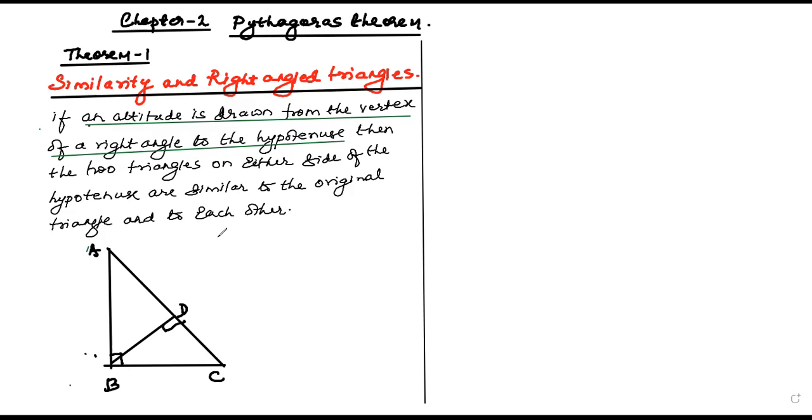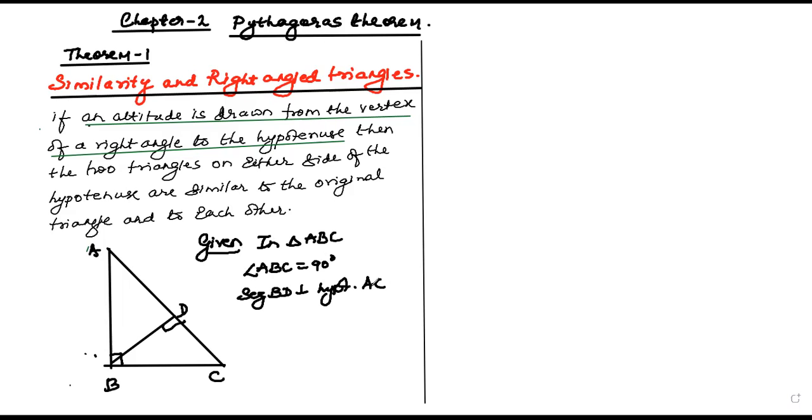So first thing I should write is given. Given is what you can see here: in triangle ABC, angle ABC equals 90. That means a right angle triangle, where the vertex of the right angle is B. Segment BD is perpendicular to hypotenuse AC, children.